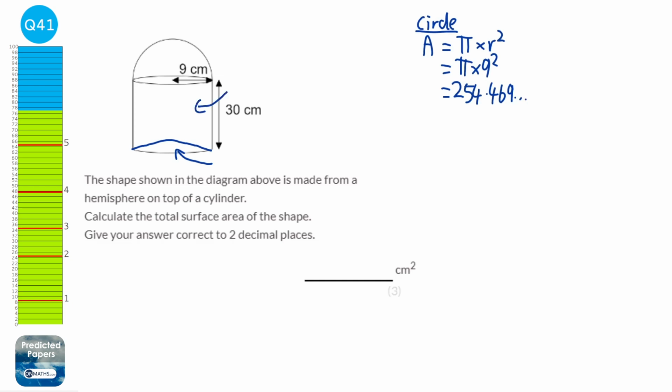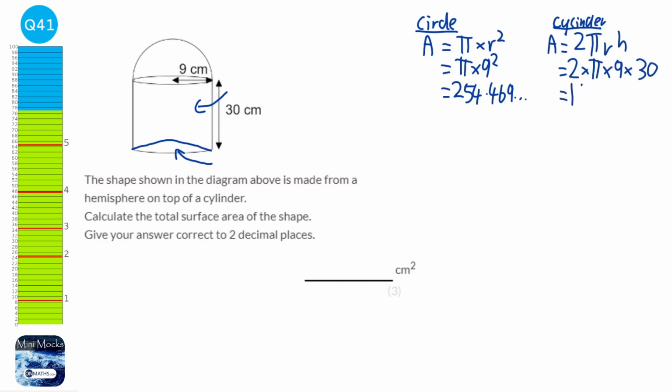Next bit is the curved bit of the cylinder, so we're going to do the cylinder next. And it's just the curved bit, and the formula for that is 2 pi r h. So 2 times pi times the radius, which is 9, times the height, which is 30, and that will give us 1,696.460 and so on. And the last bit is this hemisphere here.